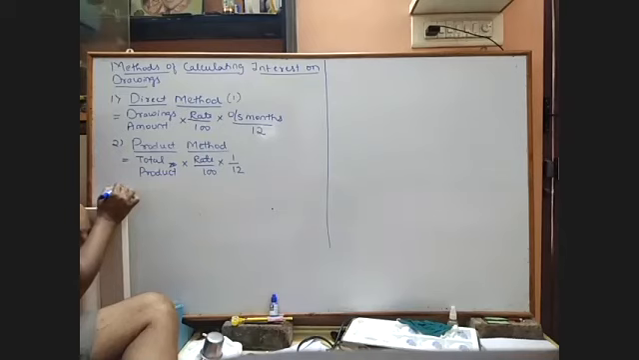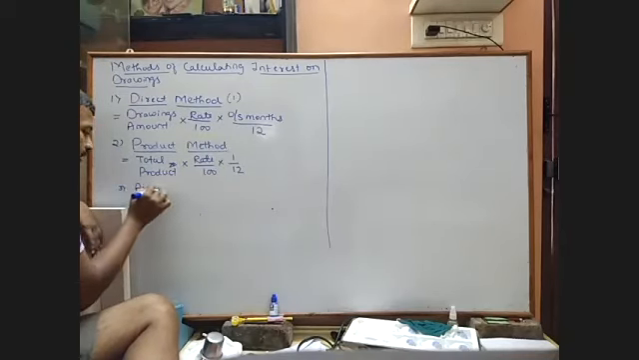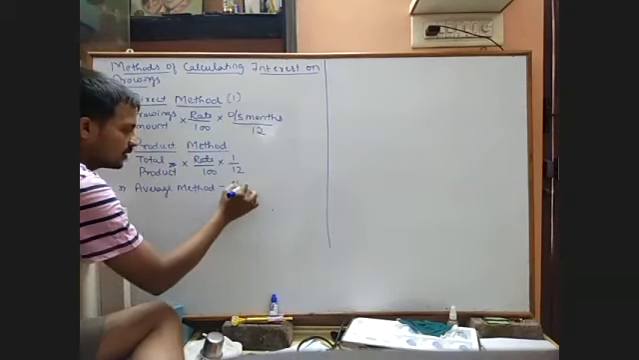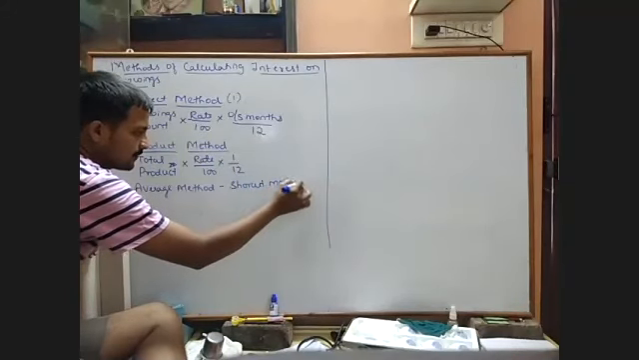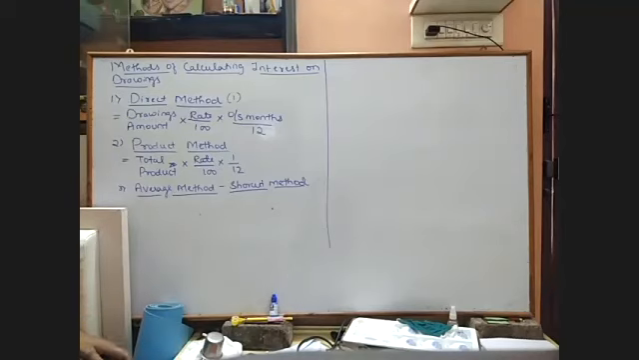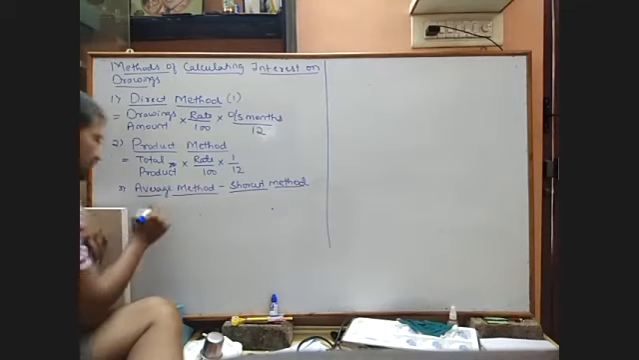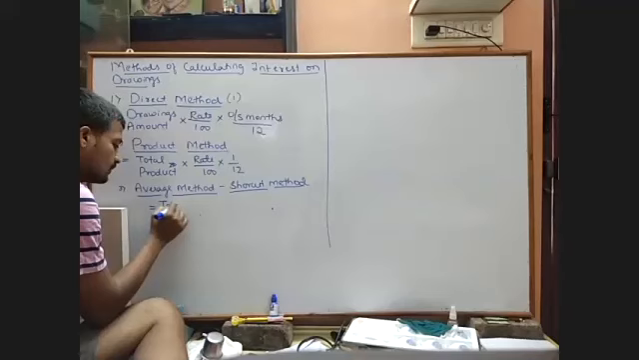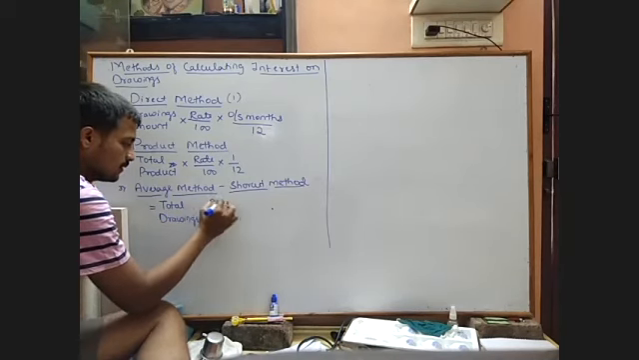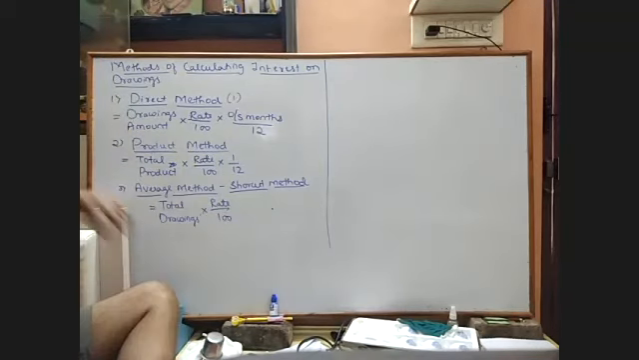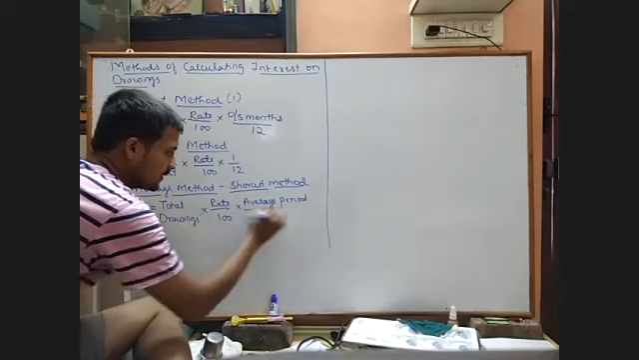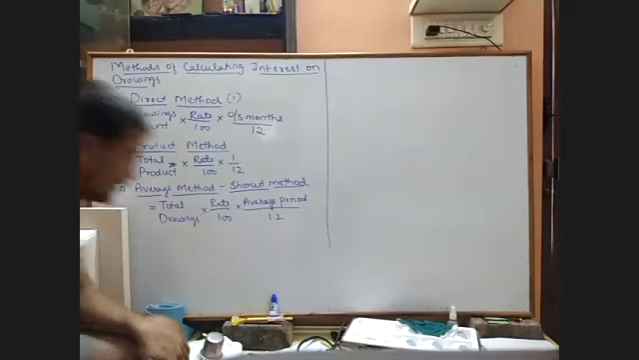Now, next is number 3, the average method, or you can call it the shortcut method. Under the shortcut method, the formula is total drawings into rate divided by 100 into average period divided by 12.